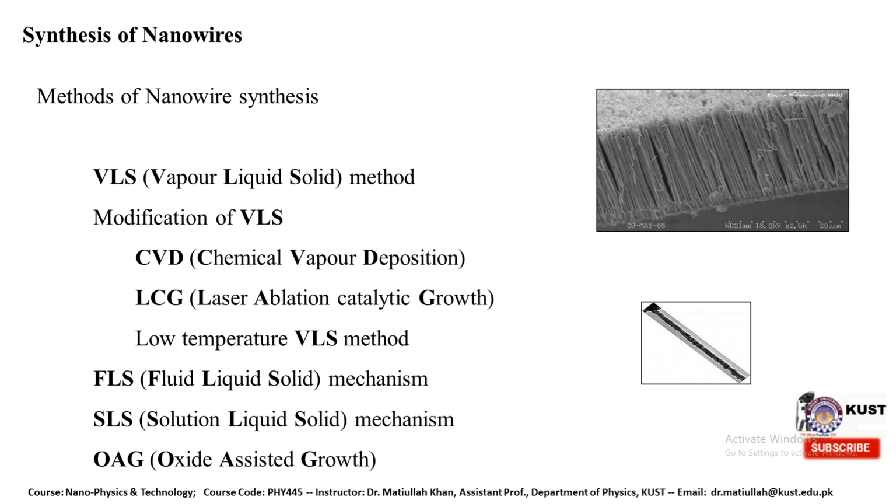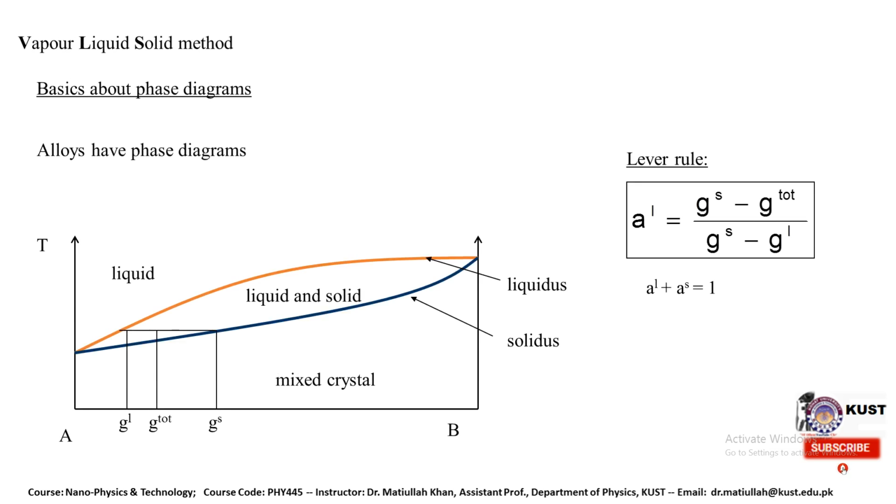We want to discuss some of the methods to prepare the nanowires in this presentation. The first one is the vapor liquid solid method. This is the phase diagram used to follow the phase conversion in this method.